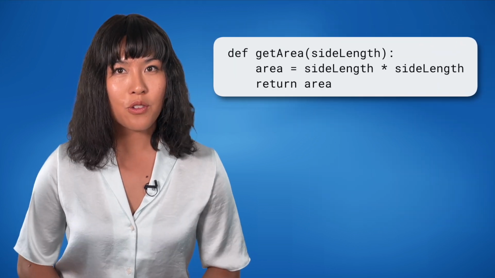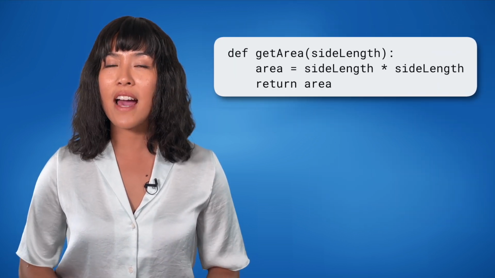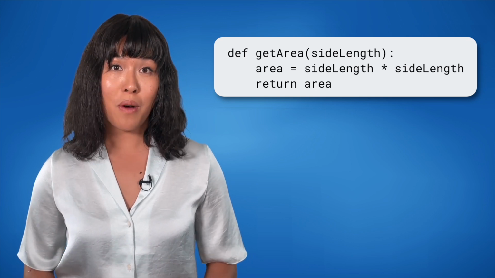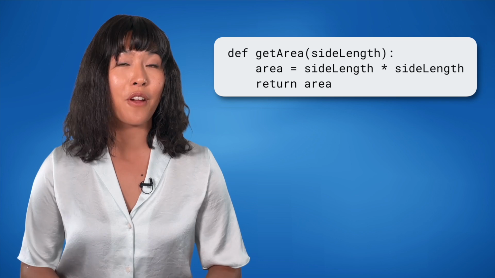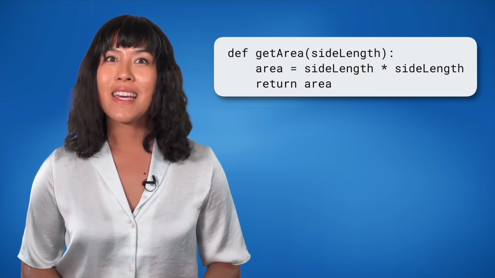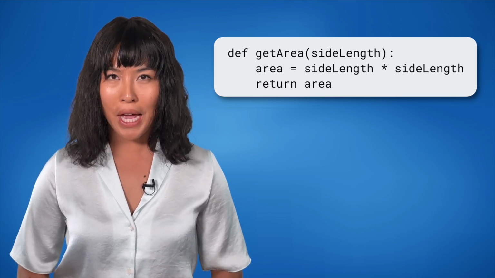We define the function getArea with side length as the parameter. In the function body, we multiply side length by side length and store that in a variable named area. Then we return the variable area.